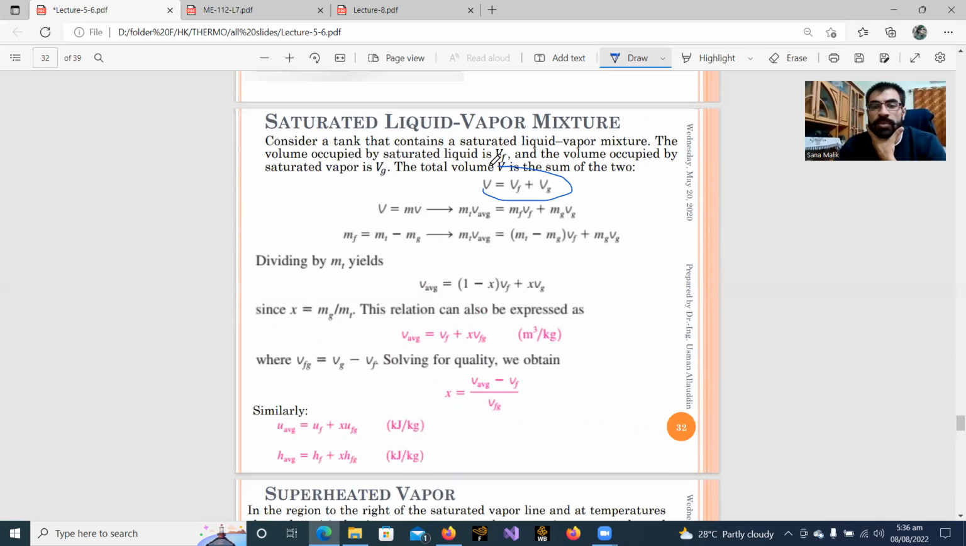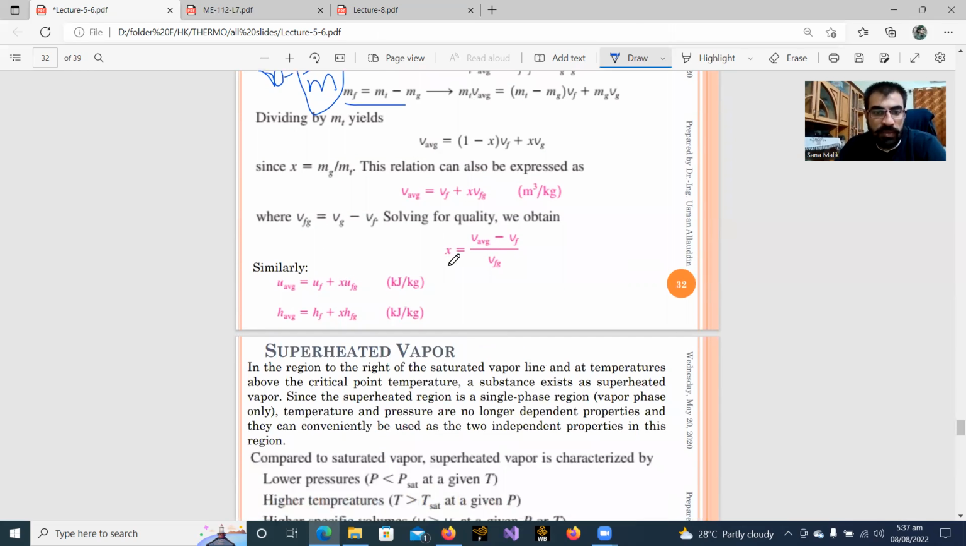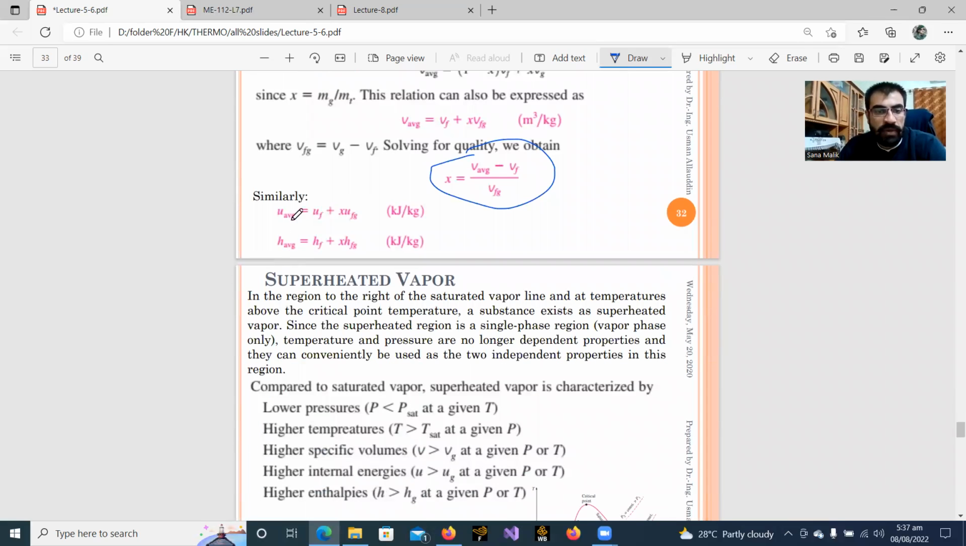Total volume is equal to the volume of saturated liquid plus saturated vapor. We know the specific volume is equal to volume over mass. Any quantity divided by mass will be specific. Total mass we know like this. So this is another quality formula: x = (v minus vf) over vfg.